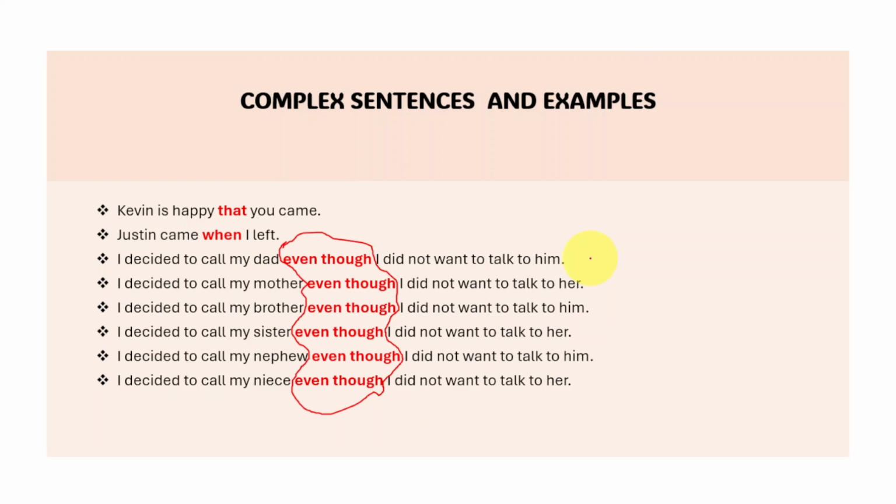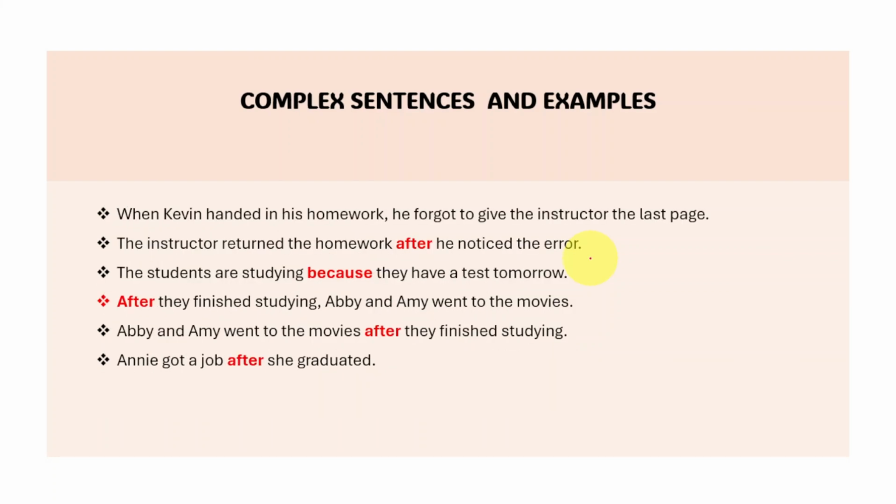It sounds like a dependent clause. But I decided to call my dad. Okay, fine. If you just say I decided to call my dad, but you're not done yet. The sentence is not done. Even though I did not want to talk to him. Yes, now it makes sense. Right? We come here.